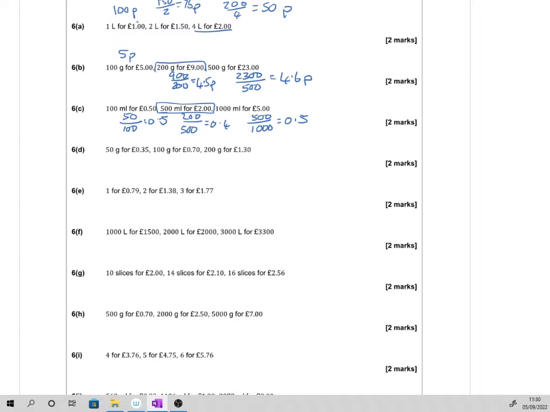Let's make it all 200, so let's do it another way. I'm going to multiply this one by 4. So that's £1.40 for 200 grams. Multiply this one by 2, which will be £1.40. And this one's £1.30. So that's the best one there.